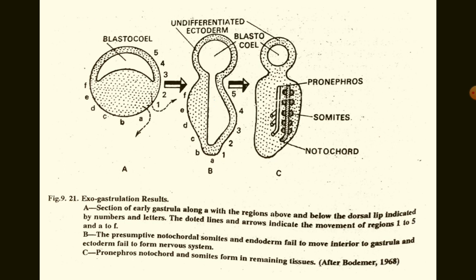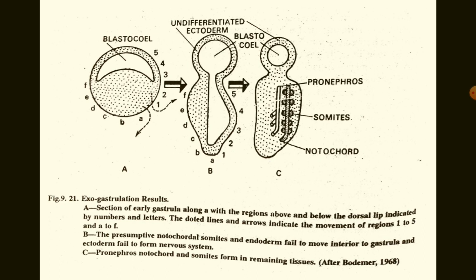Now for example, this is the blastula which has a blastocoel, and here it has been labeled like 1, 2, 3, 4, 5 and the other side as A, B, C, D, E, F. Generally, in the general process of gastrulation, these cells, the blastomeres labeled 1, 2, 3, 4, 5 and A, B, C, D, E, F, should both move inwards so that they give rise to the mesodermal layer and the endodermal layer.